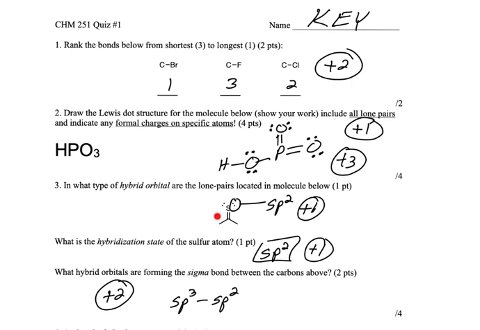What type of hybrid orbital are the lone pairs located in? So this sulfur is sp2 hybridized because it has one pi bond. That means its set of hybrid orbitals would be p, sp2, sp2, and sp2. So this is being used for a pi bond, this is being used for a sigma bond, and then these two are being used for lone pairs for the sulfur. So the hybridization state of the sulfur is sp2 because it has a pi bond. So I should know that as well.